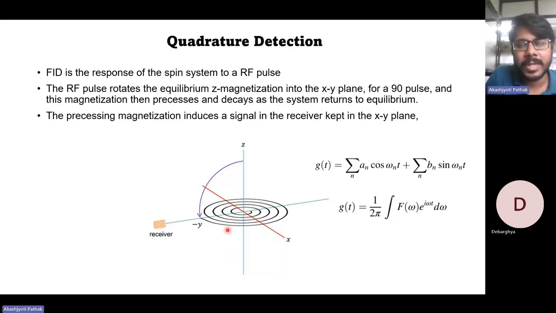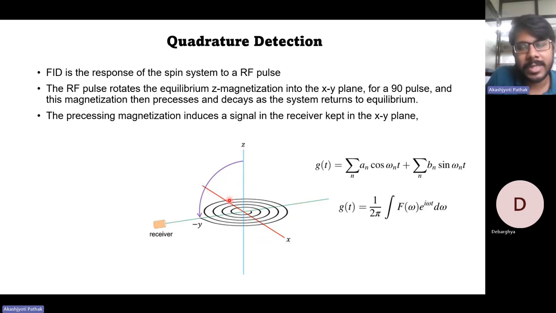So what we were discussing is, when the RF pulse is applied, depending on the direction in which it is applied, whether along the positive x-axis or the negative x-axis, and also whether it is a 90-degree pulse or a 180-degree pulse, it will accordingly cause the magnetization to shift from its equilibrium z-axis to the xy plane.